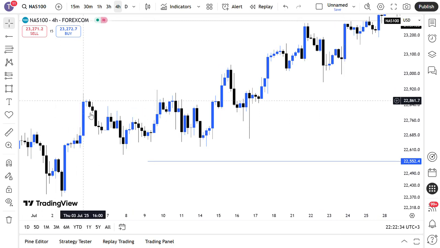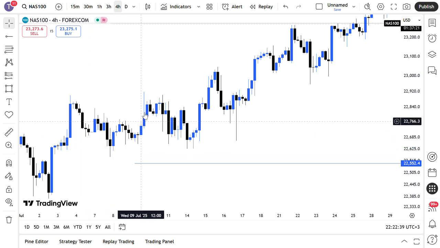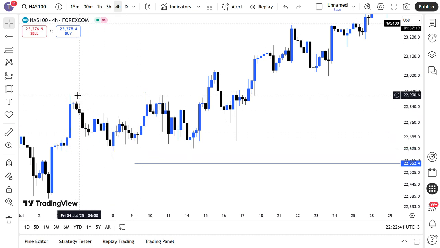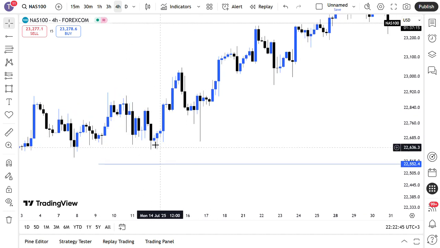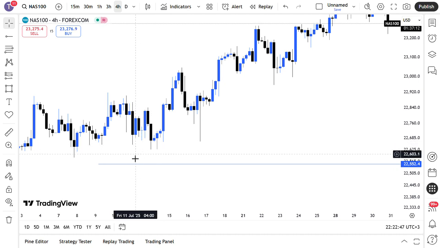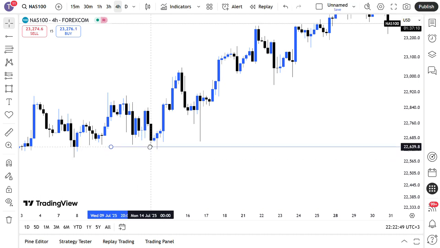So here we have the pullback after the break of structure, and then we have this push up to sweep liquidity up here, and then this pullback. After the pullback, we can see this low swept this liquidity. There is a sweep of liquidity here.